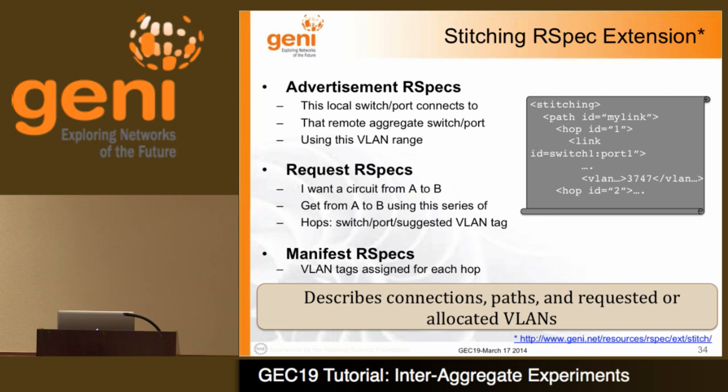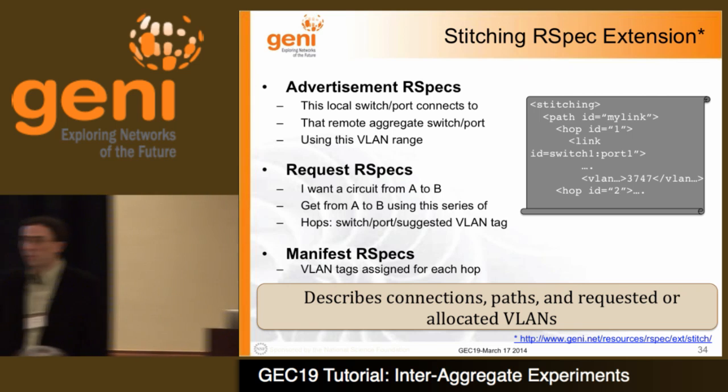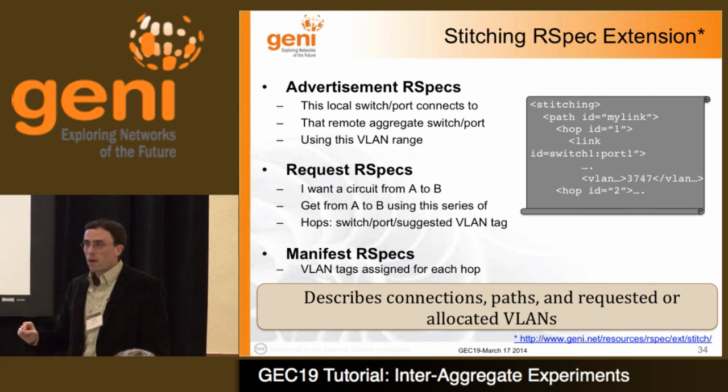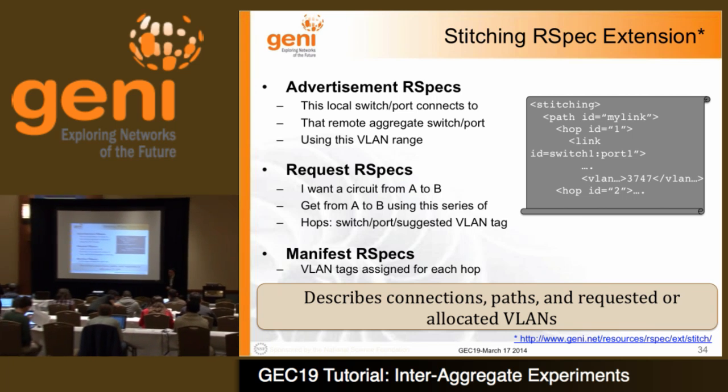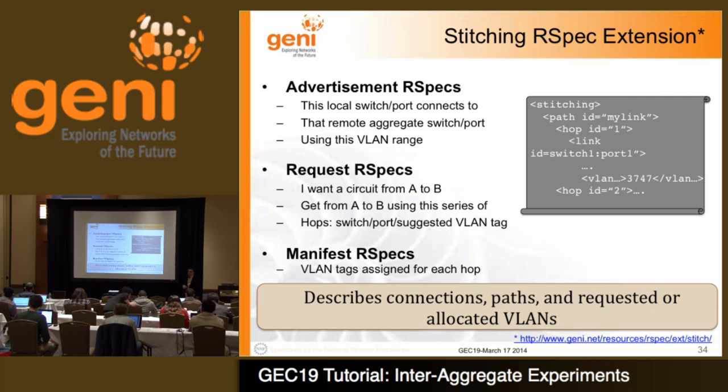So the language that the Stitcher tool and the aggregates and the stitching computation service use to talk about these paths, the path between the two aggregates, is this extension to the RSpec. There's a bunch of XML, the stitching extension. And in it, that's how aggregates advertise, I have this switch port that talks to ION. That's how you request, I'd like a path that goes from this aggregate to this aggregate to this aggregate. And it's how the aggregate tells you in the end, I gave you VLAN tag 7, or whatever it gave you.